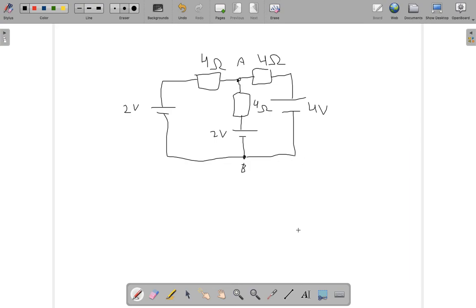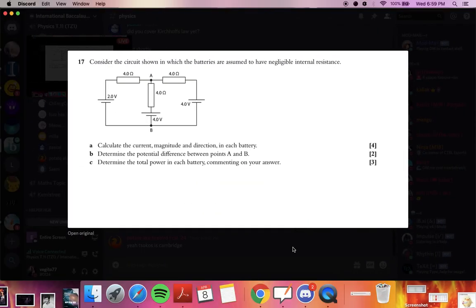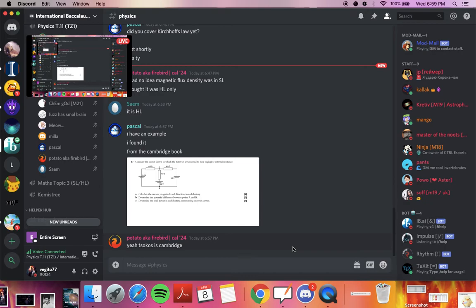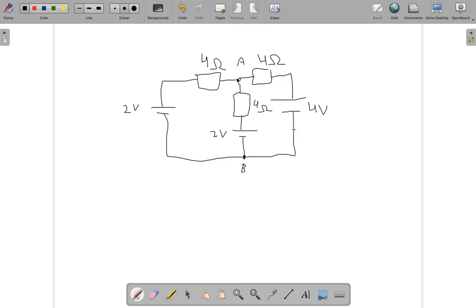All right. So now let's start by targeting each battery one by one so that we can find out the magnitude of the current that's coming. I'll start off with the one with 4 volts so that it's easier. So if you remember, according to Kirchhoff's second law, the sum of the potential differences must equal 0 at the end.